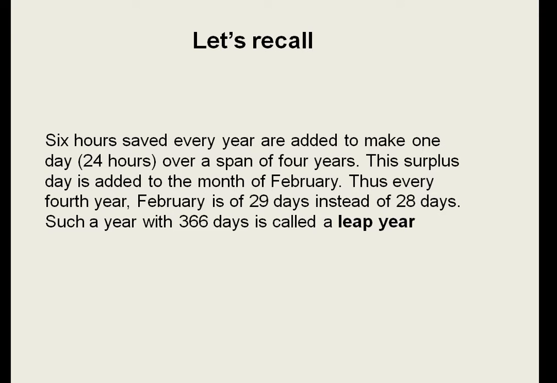Such a year with 366 days is called a leap year. So what is a leap year? How many days are there in a leap year? And how are leap years formed? The explanation is on the slide. The 6 hours are saved every year, and after every 4th year, the month of February has 29 days instead of 28 days. So instead of 365 days, that year is going to have 366 days. So that year is called a leap year.